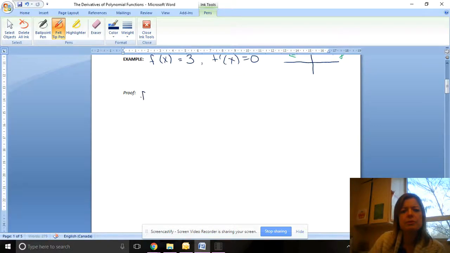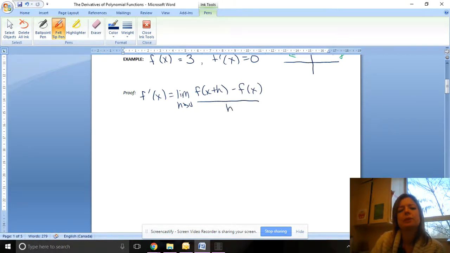We're going to use first principles to prove it. Let's remember that the definition of the derivative is the limit as h approaches 0 of f(x plus h) minus f(x), all over h. Now let's sub in the function. The limit as h approaches 0, where the function itself is just k.